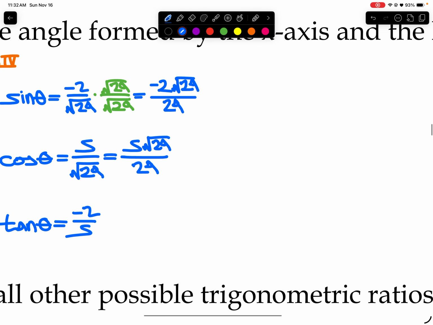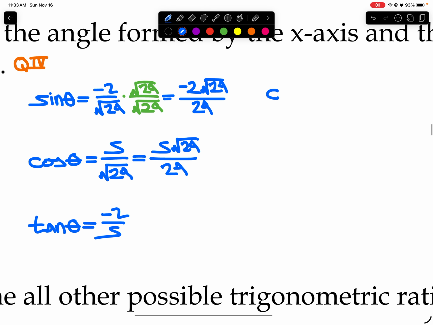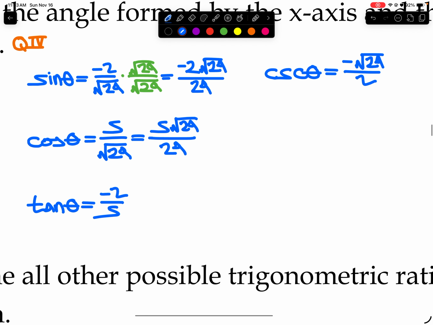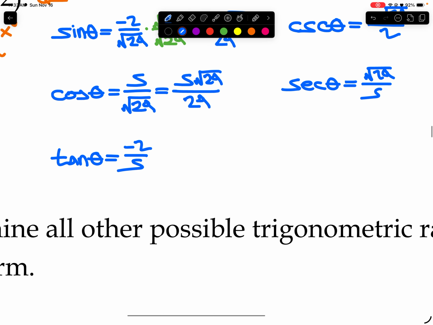And then I want to do the reciprocal ratios. So I'm going to start with cosecant, which is the reciprocal ratio for sine. So based on the original setup, I'm going to have -root 29 over 2. I'm just going to move the negative to the top. And then for secant theta, we're going to flip the original, so that's going to be root 29 over 5. And then for cotangent of theta, it's going to be -5/2.